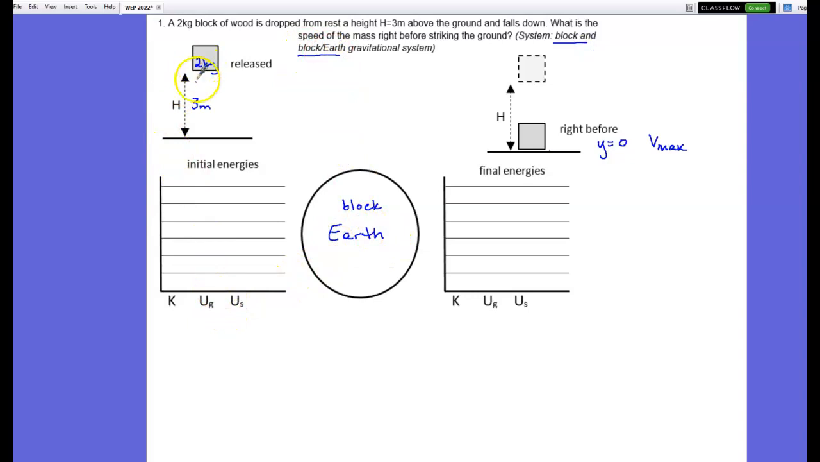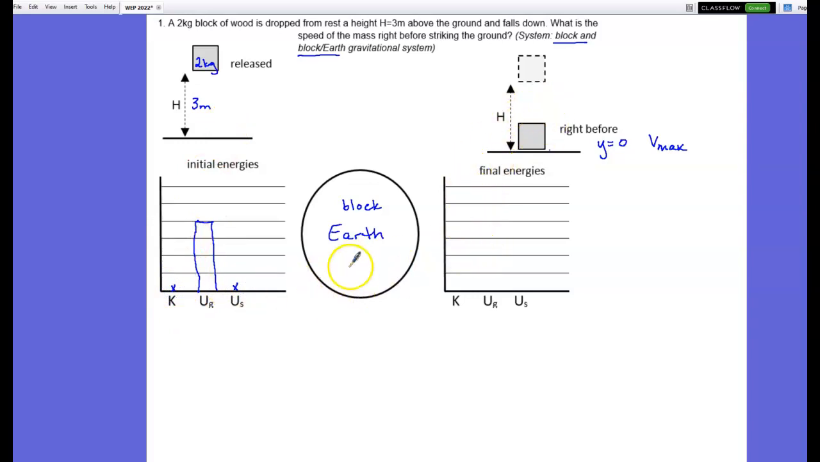Okay, so what energy does it have to start with? It has nothing but gravitational potential energy. So I'm going to put a few blocks of gravitational potential energy here. There is no spring energy because there's no spring or anything elastic, and there's no kinetic energy because it's not moving.